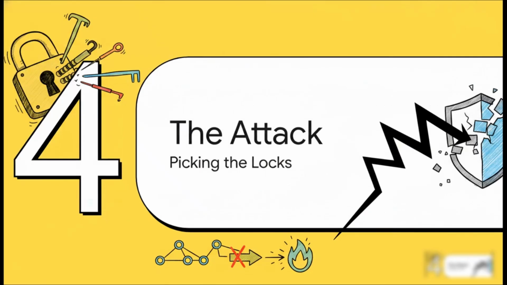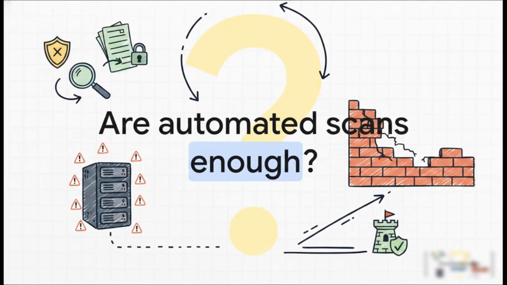All right, the map is drawn. Potential weaknesses have little red circles around them. Now comes the moment of truth, the attack phase. This is where a tester goes from just finding a potential weakness to actively exploiting it to prove it's a real-world threat. And this brings up a really common question.